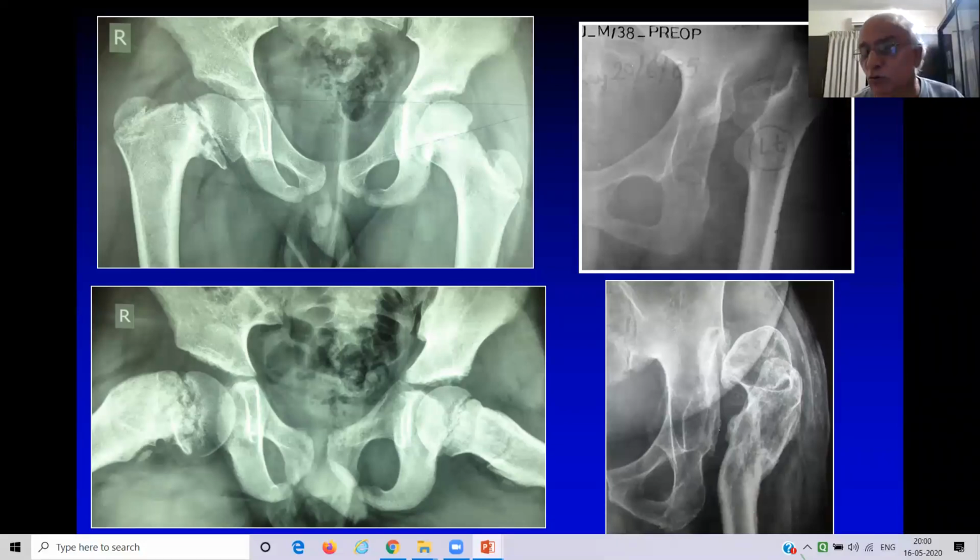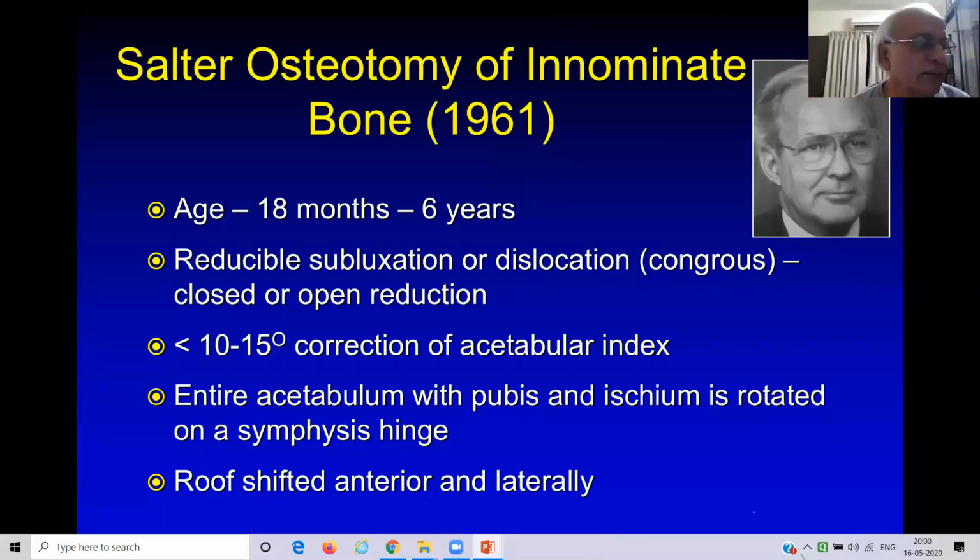So let us now go to a couple of osteotomies which are important for the exams, and the surgeons are going to ask you a few basic principles. You may not go into the depth of it, but it is very important to know a couple of osteotomies. The first osteotomy, we will discuss osteotomy of the acetabulum, then we'll do the femur side.